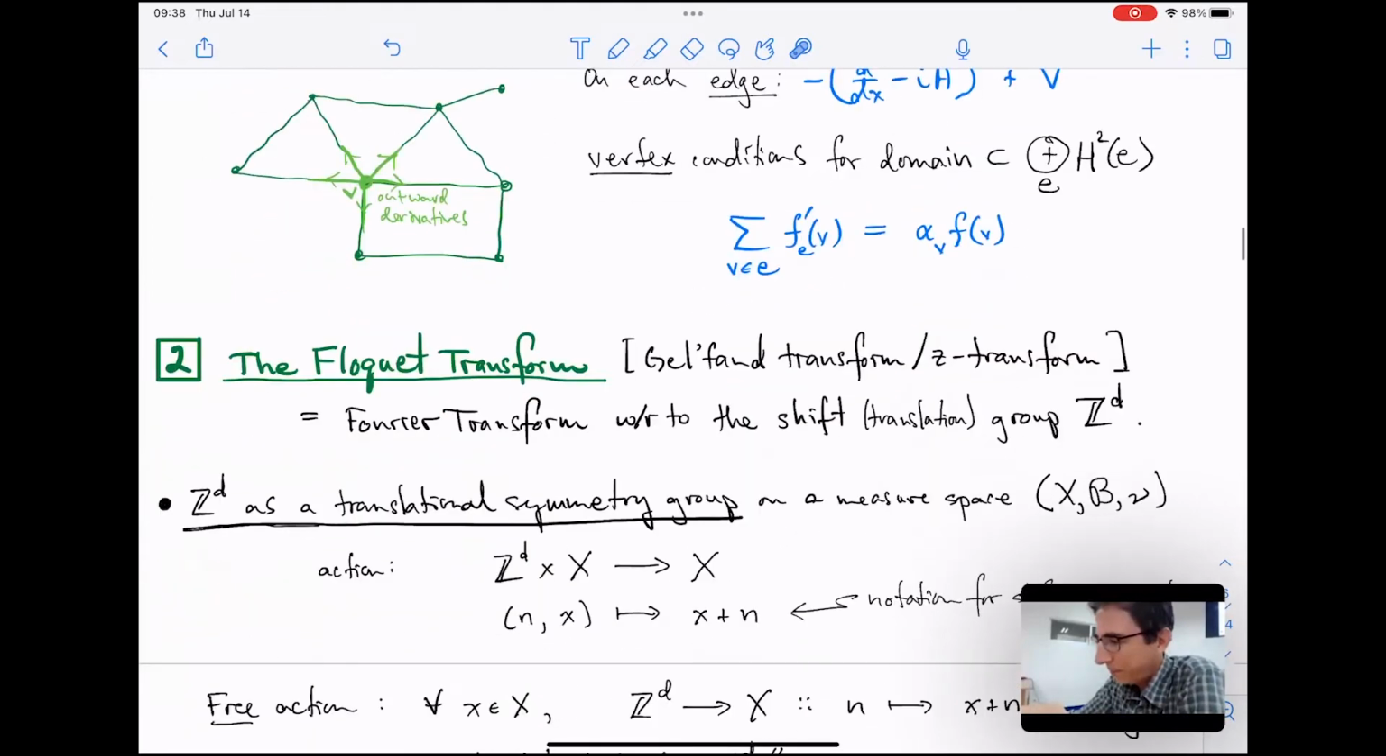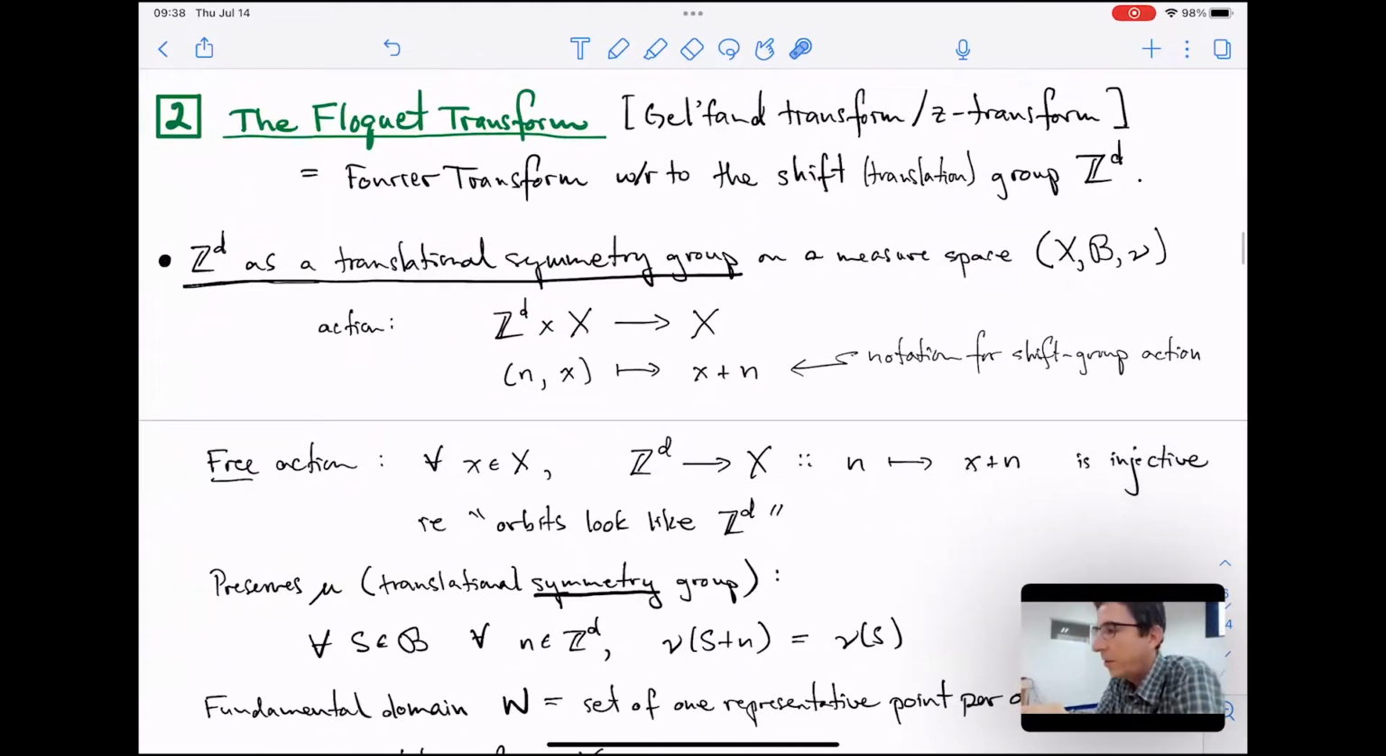And they're fun. Now we start with the Floquet transform. The Floquet transform is a terminology that was attached to the Fourier transform with respect to a shift group because of its association with Floquet. It's also sometimes called the Gelfand transform, depending exactly how you parse it, or the Z transform in engineering, because you use the letter Z, right? But it's the Fourier transform with respect to the shift group. I'll show you exactly what that means.